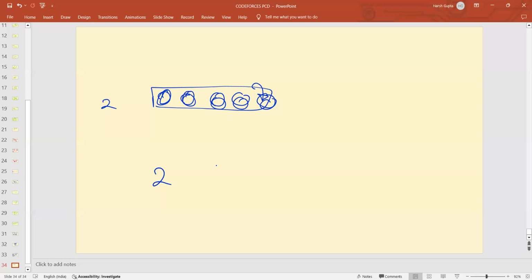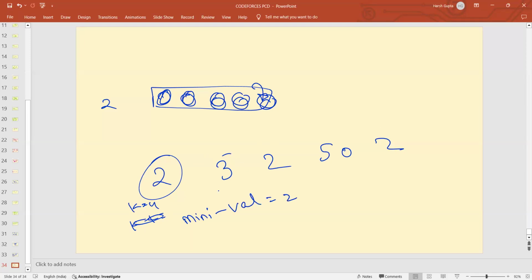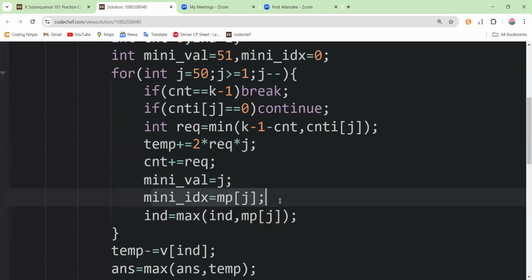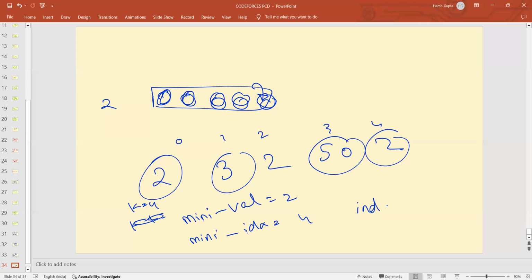Let me explain with this example. If my starting element is 2, and the value of k is 4, that is I want to choose 3 elements from the right of this 2. So the value of minival will be 2. That is the minimum of these 3 elements that I chose was 2, and the mini index would be 4: 0, 1, 2, 3, 4. The rightmost index of the minimum value that we chose was 4. This is what minival and mini index are storing, and this index ind is the last element that we are choosing. So in this case, the value of ind will be 2 or 4 only.